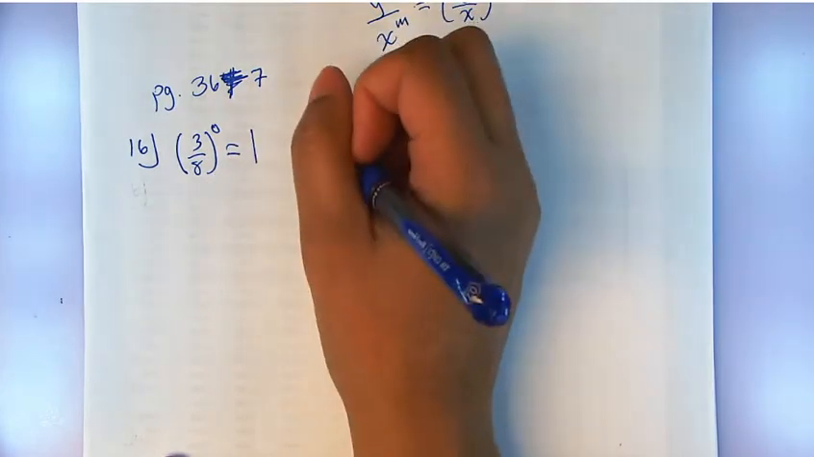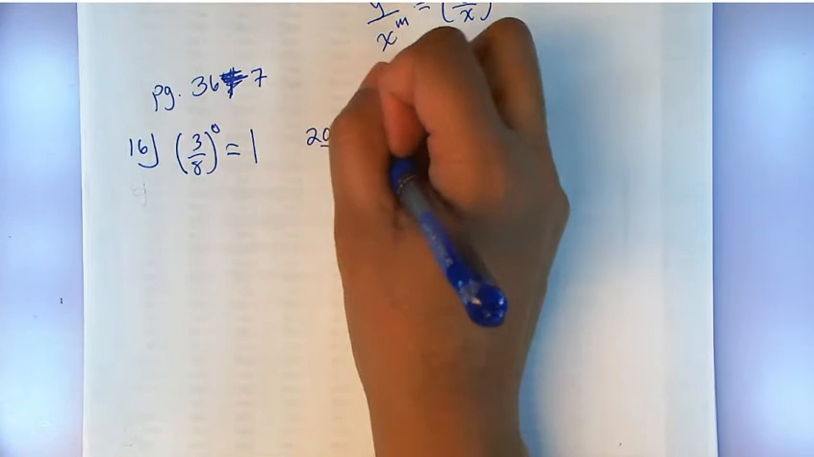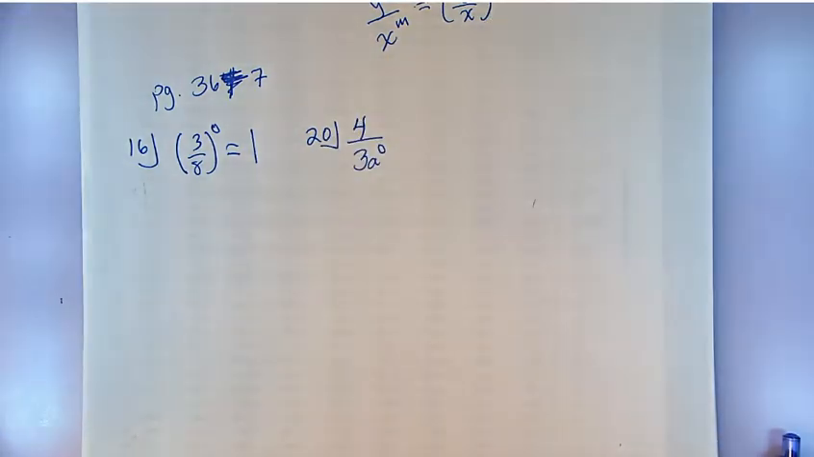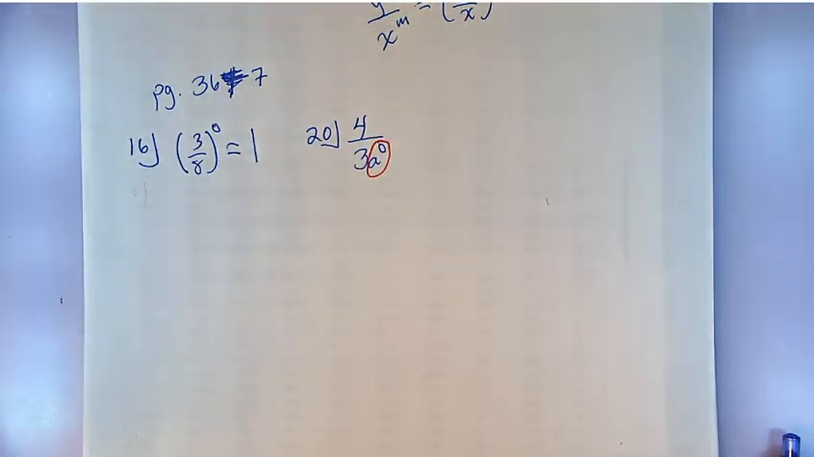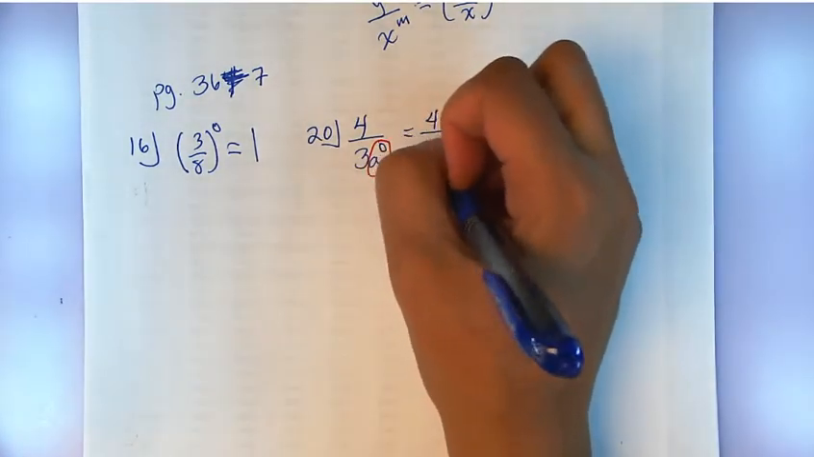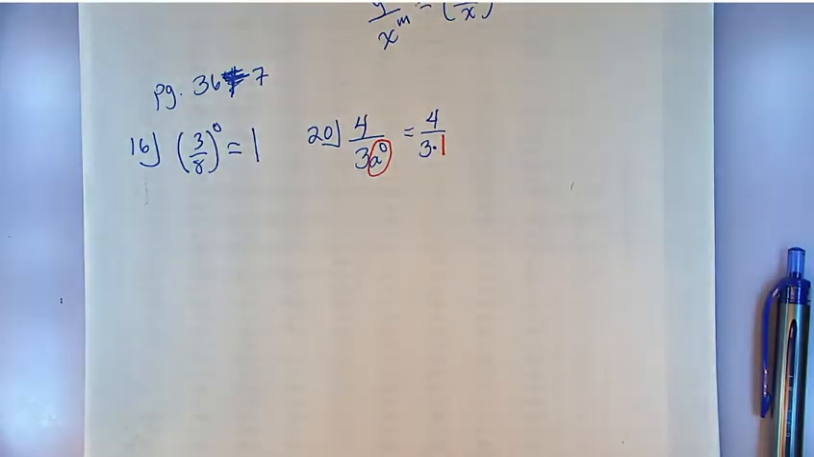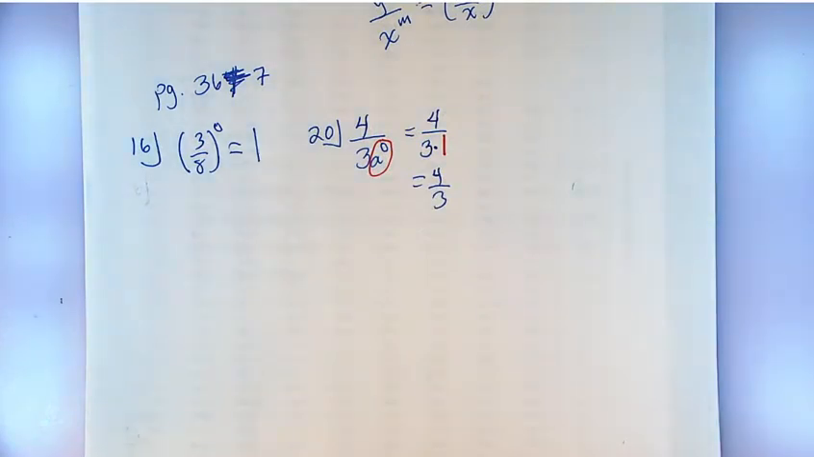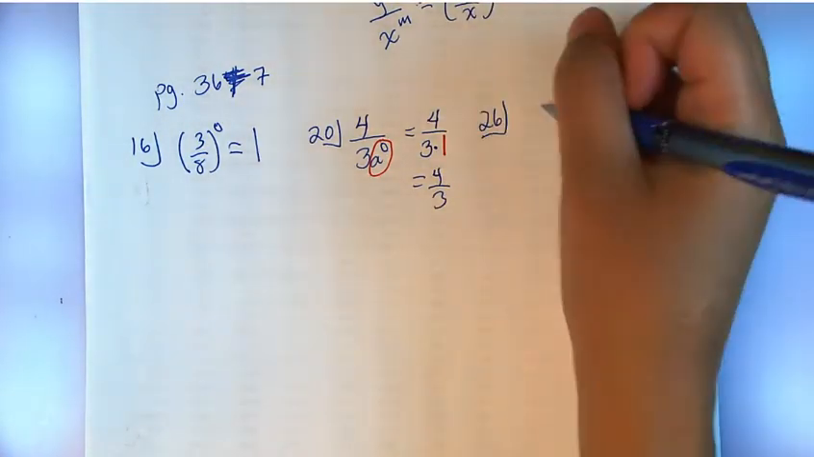Let's try number 20. Number 20 says 4 over 3a to the 0. Now, what's only being raised to the 0 power? A to the 0 is the only thing being raised to the 0 power. So this becomes 4 over 3 times that 1 from a to the 0, which gives us 4/3. You got to remember what the power is really on. What are we really exponentiating? What is really my base?